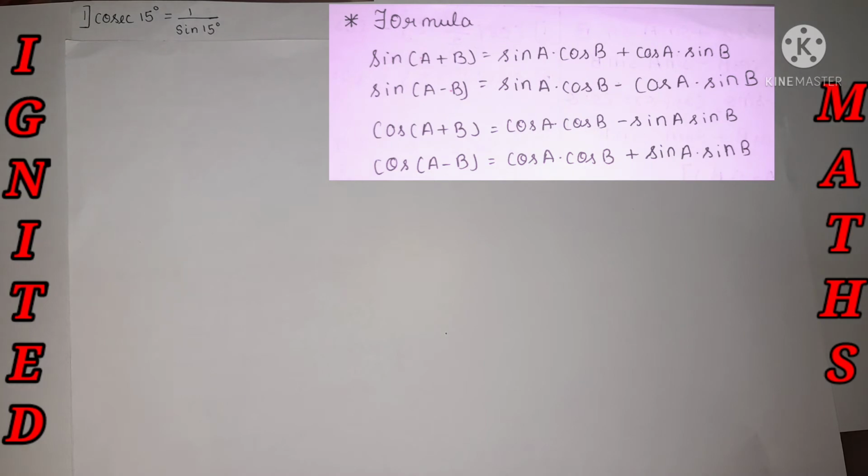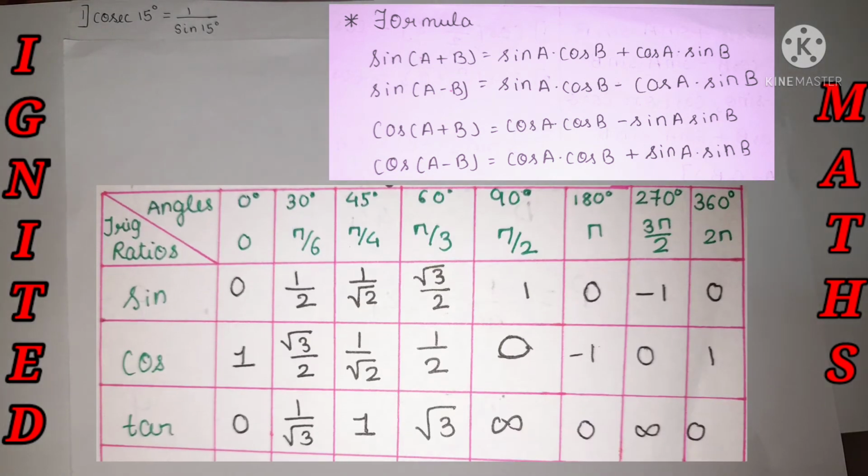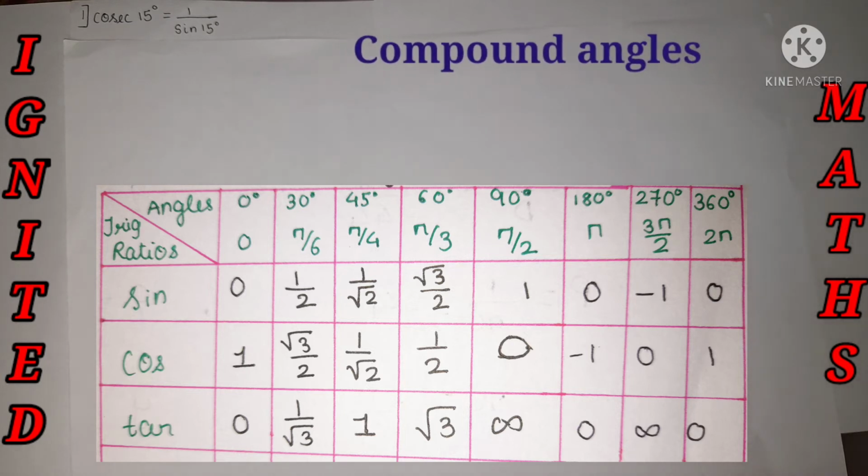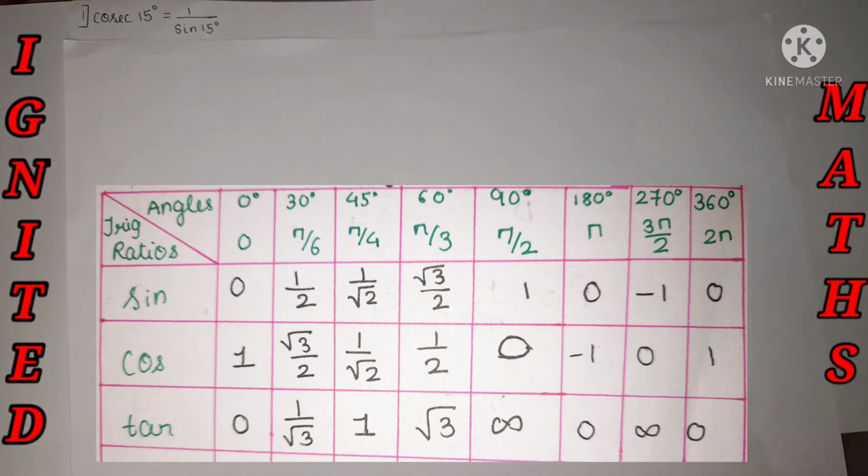Start with the first example. The first example given is, we need to find the value of cosec 15 degrees. What is the value of it? According to the trigonometric tables, we know the values for 30 degrees, 45 degrees, 270 degrees, 360 degrees. We have those values, but we have not got the value of sin 15 degrees or cosec 15 degrees; 15 degrees is not mentioned. But we can find it with the help of compound angles. We are going to find it. Let's get started with it.